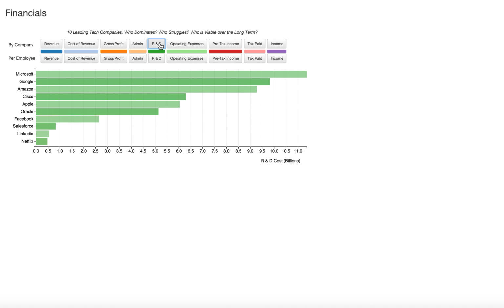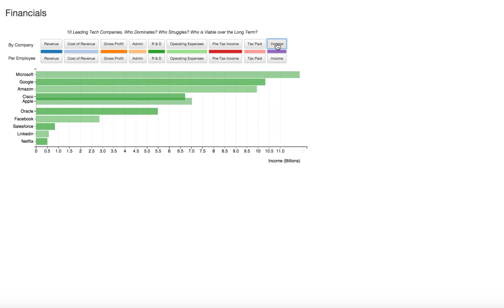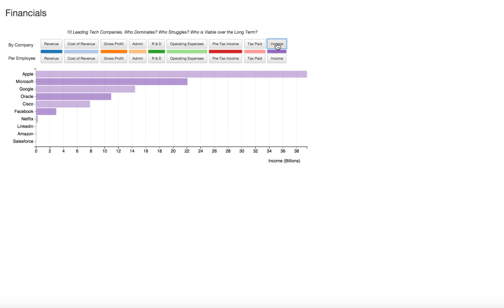For instance, I want to look at the R&D spending. In this case, Microsoft is the one that spends the most on R&D, or if you go down and look at Apple, Apple spends almost half of what Microsoft spends on R&D. Or I can go all the way out and take a look at income. Apple is far and above the winner here with the most income.